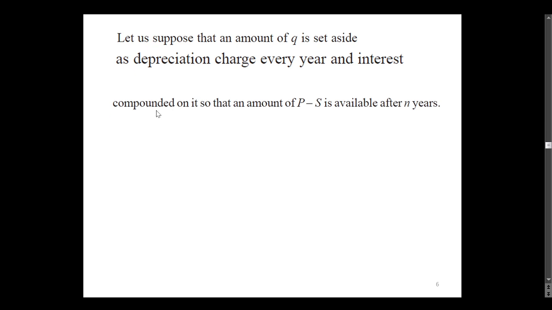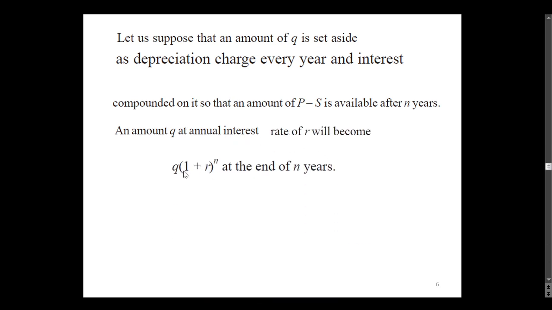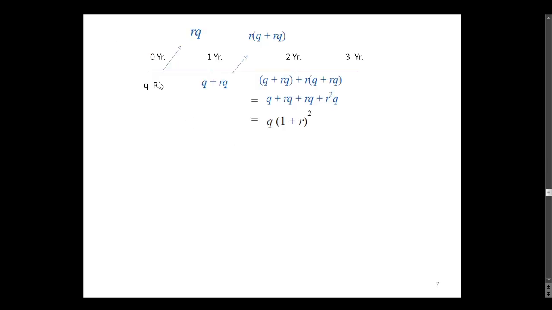Let us suppose that an amount Q is set aside as depreciation charge every year and interest compounded on it, so that an amount of P minus S is available after N years. An amount Q at annual interest rate of R will become Q(1 + R)^N at the end of N years. The explanation of this expression is given in the further slide. So here how that equation is derived, that I will explain.